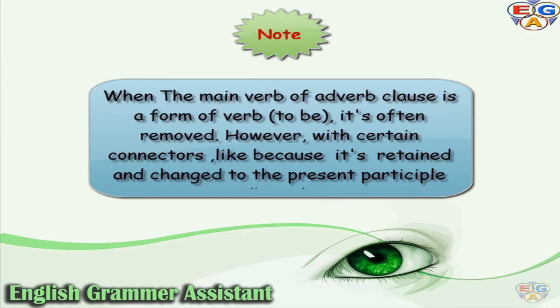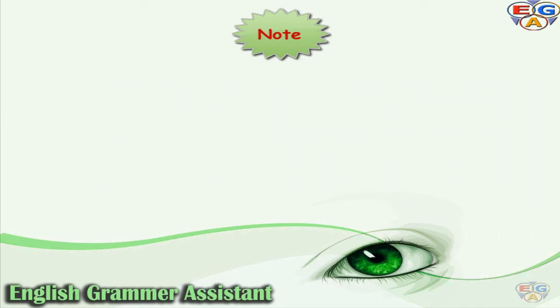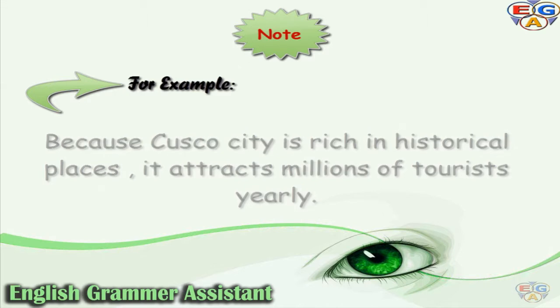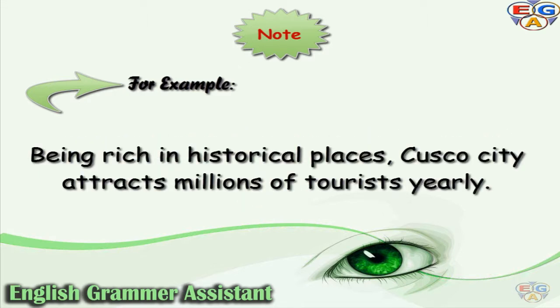When the main verb of the adverb clause is a form of verb to be, it's often removed. However, with certain connectors, like because, it's retained and changed to the present participle. For example, because Cusco City is rich in historical places, it attracts millions of tourists yearly. The reduced form of this sentence is going to be like this. Being rich in historical places, Cusco City attracts millions of tourists yearly.